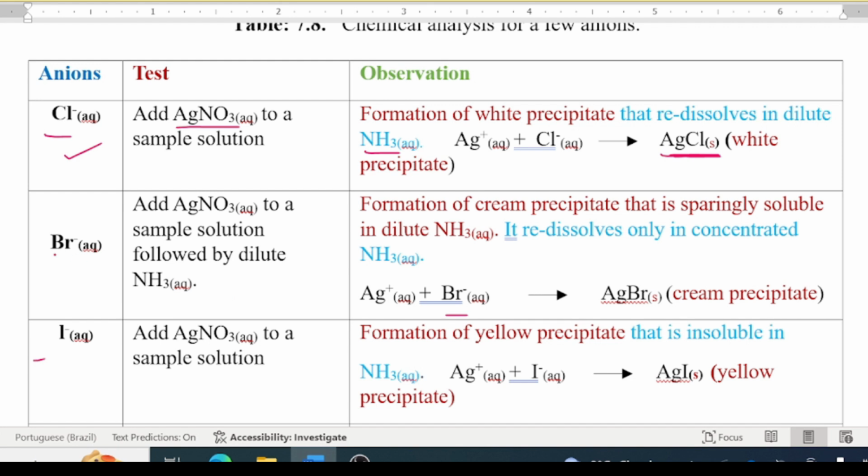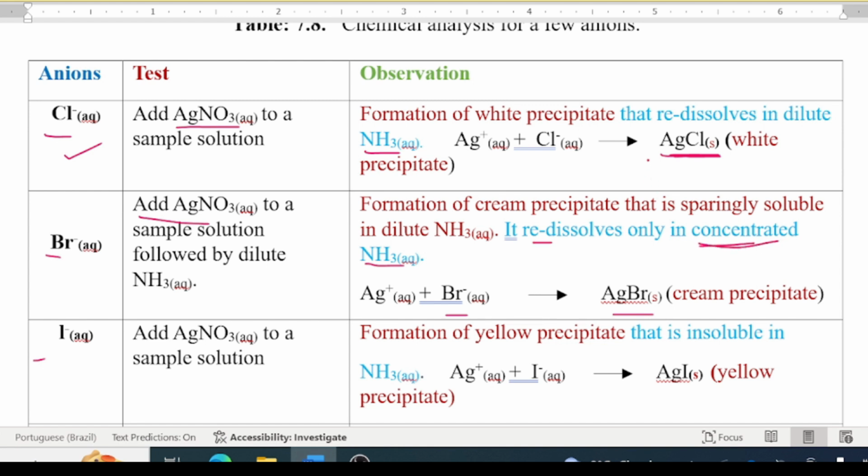You do the same thing now for bromide. You add that. In this case, you get a creamy precipitate. And if you want to confirm that it is bromide ions, you try to redissolve it with your dilute ammonia solution. It would not so easily. It readily dissolves in concentrated ammonia solution.